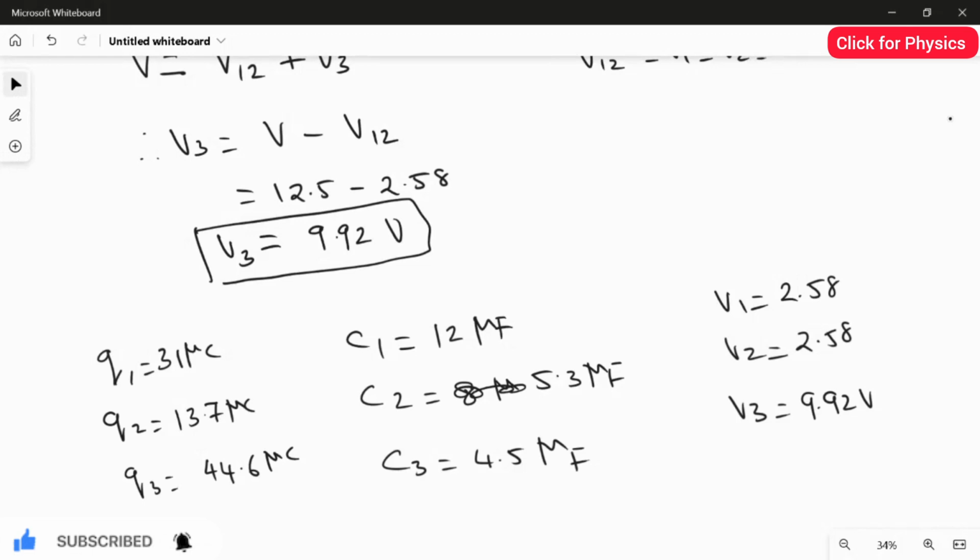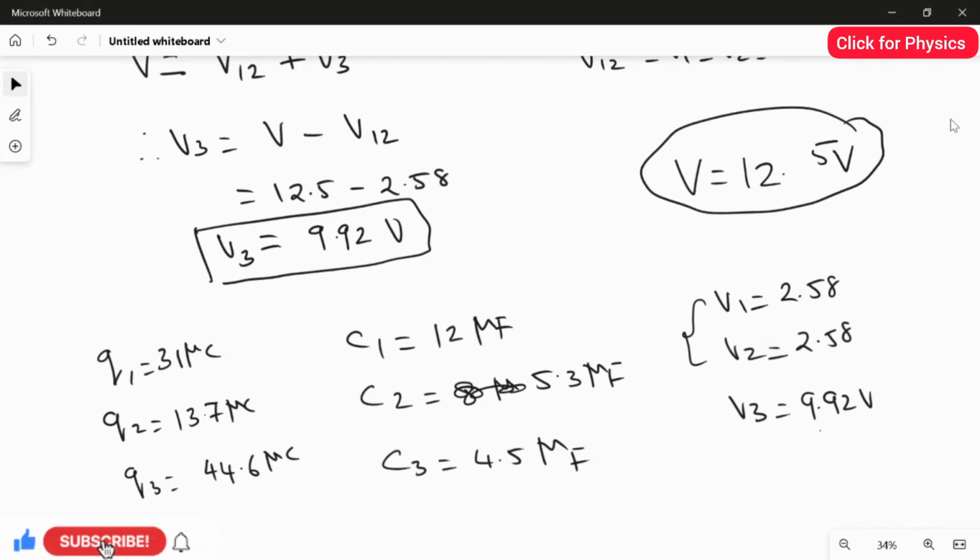Clear? When you add all these things, for sure your answer will be closer to 100%. And also when you add these two, you will get the final answer 12.5, because V1 and V2 are the same. So we add this with this and you will get the final potential you applied. For how much potential do you apply? 12.5, right? Yes. Clear? That's it. This is the procedure for solving this type of question. That's it. Thank you.